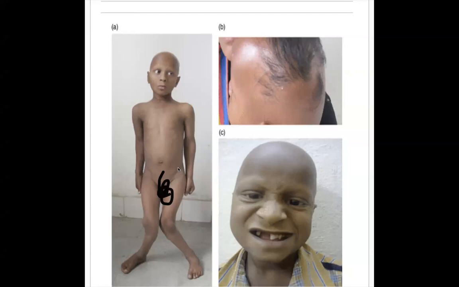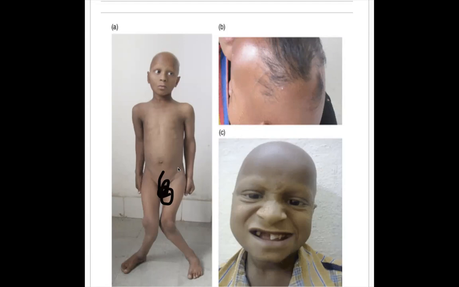Investigation, I would like to do the complete blood count to look for any associated anemia, then bone profile, like calcium, phosphorus, alkaline phosphatase, parathormone, and also I would like to do the vitamin D levels and X-rays of the bone.